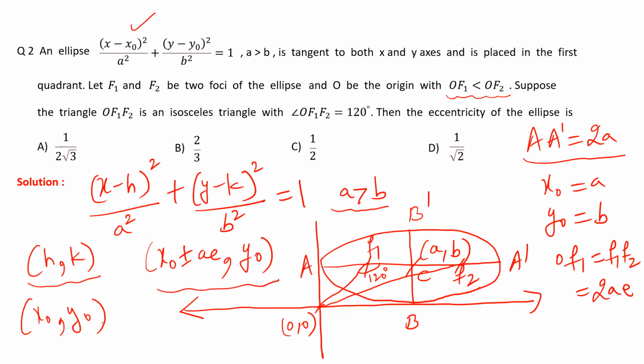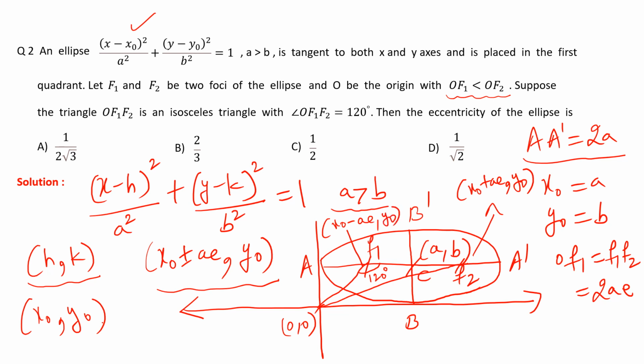What you have to do? You have to just put x minus x naught equal to plus minus ae and y minus y naught equal to 0. So you'll be getting the coordinates of both the foci as x naught plus minus ae comma y naught. Now obviously the abscissa of F2 is going to be bigger than the abscissa of F1. So this is x naught plus ae comma y naught, and this is going to be x naught minus ae comma y naught, right?